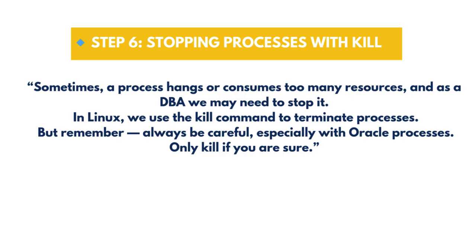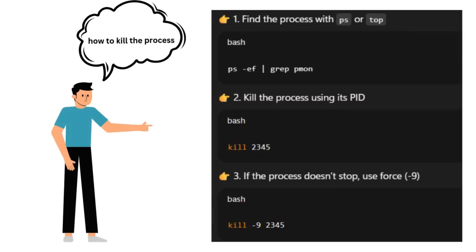Step 6. Stopping processes with kill. Sometimes, a process hangs or consumes too many resources, and as a DBA we may need to stop it. In Linux, we use the kill command to terminate processes. But remember, always be careful, especially with Oracle processes. Only kill if you are sure.